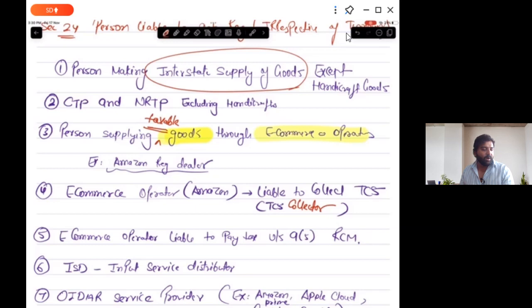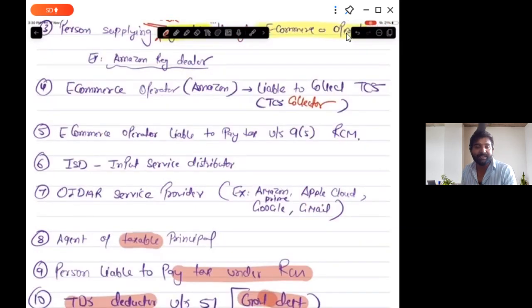Great. Now, if there is any person who is liable to pay tax under RCM, so if I have the liability of RCM and as a receiver I have to pay tax under reverse charge mechanism, then I must compulsorily get registered. So if there is any e-commerce operator or any other person who is liable to pay tax under RCM, he needs to get registered. ISD, input service distributor, is the head office of the branch. So the head office needs to be registered to pass on ITC to the branch. ISD needs to get registered under GST.